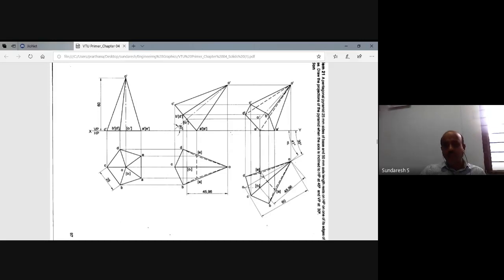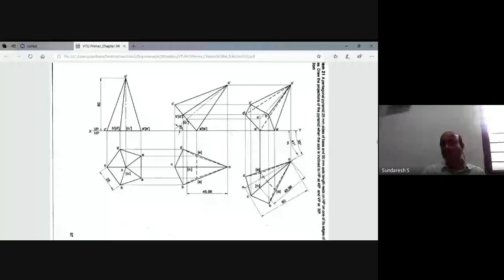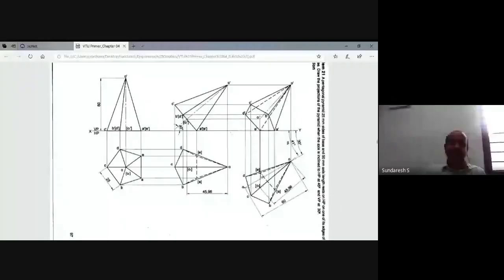D and E are points away from the observer. So the edges which arise out of them should be considered as invisible edges, provided they do not form an outline of the solid. This is very important. Whether visible or invisible, if it forms an outline, it has to be shown as a continuous line only, in any of the views, either the front or the top.